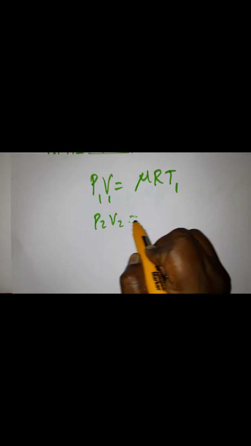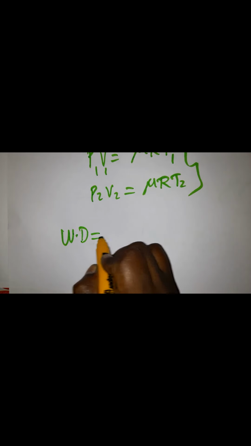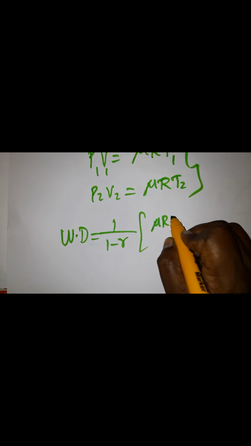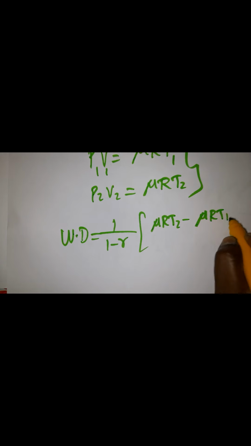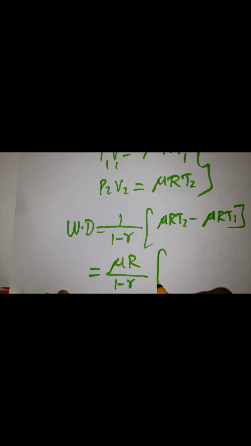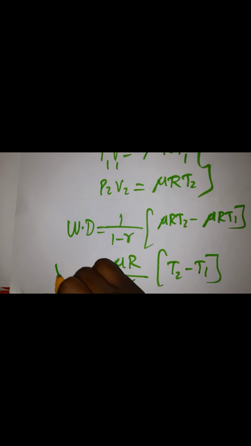Already we know the gas law, PV is equal to mu RT. So P1 V1 is equal to mu R T1, and P2 V2 is equal to mu R T2. Substituting this in the equation, finally work done is equal to 1 divided by (1 minus gamma) times (mu R T2 minus mu R T1). Taking mu R common outside, work done is equal to mu R divided by (1 minus gamma) times (T2 minus T1). So this is the work done by the adiabatic process.